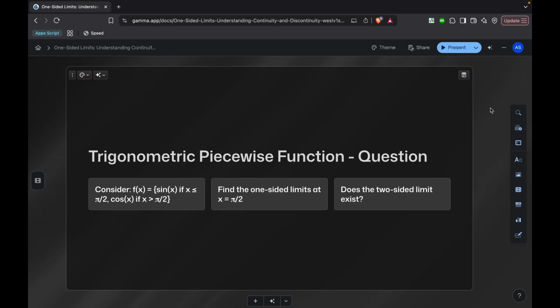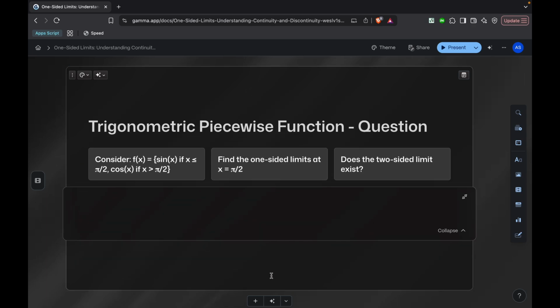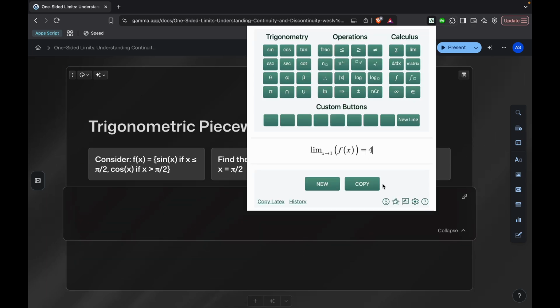So, if we have f of x is equal to sine of x if x is less than or equal to pi over 2, and cosine of x if x is greater than pi over 2, we need to find the one-sided limit as x approaches pi over 2, and we have to answer the question, does the two-sided limit exist? So let's do what we did in the last problem and start by evaluating it from the left side.